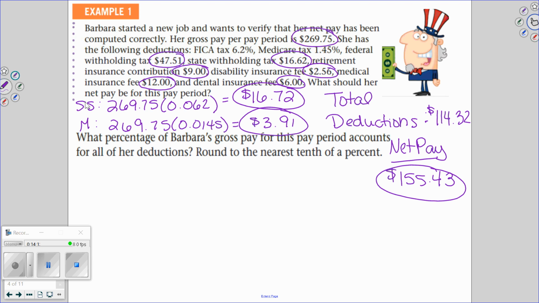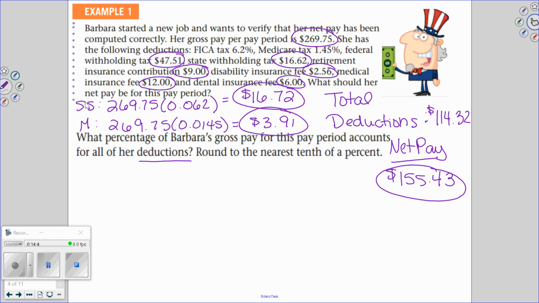All right, the second part asks, what percentage of Barbara's gross pay for this pay period accounts for all of her deductions? Now, be careful. Guys, we're going to go back and forth. Mario, are you with me? We're going to go back and forth on different questions, asking slightly different questions here. This one wants the percentage for her deductions. There may be a question where I ask, what is the percentage of what she brings home? So you got to watch what it's asking for.